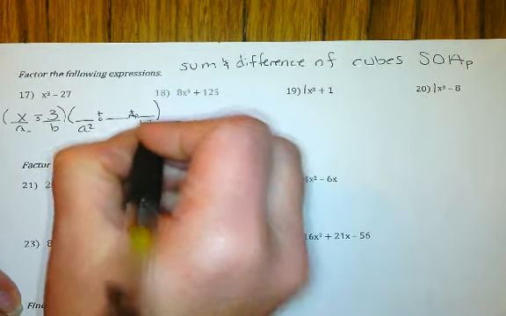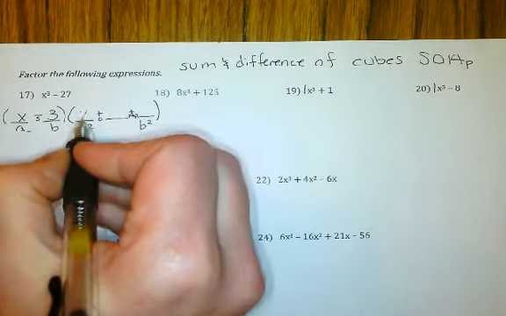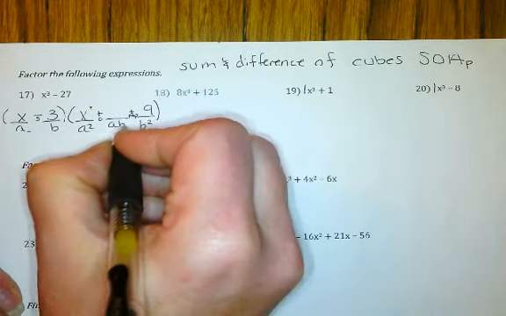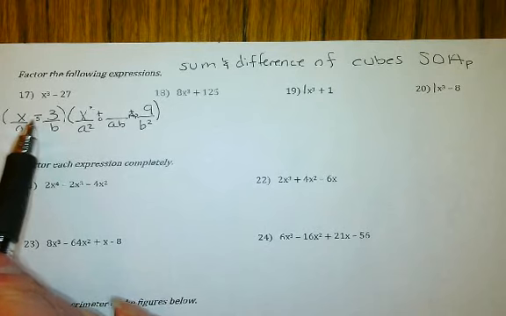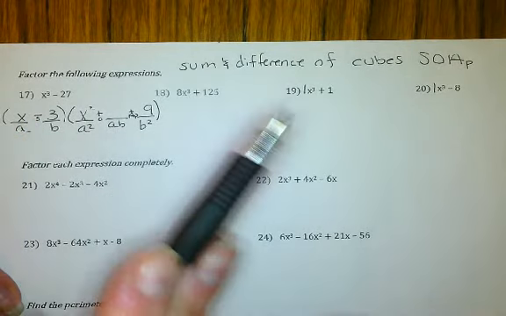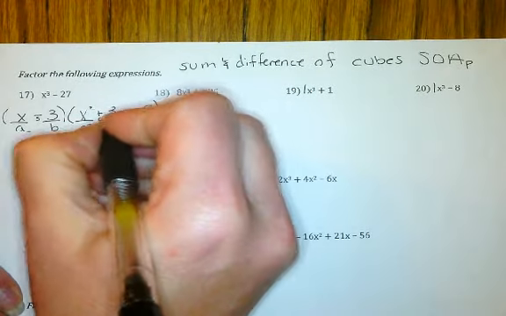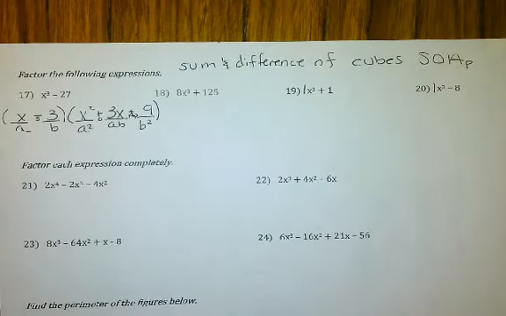Then I'm going to square them. So x squared is x squared, 3 squared is 9. And then for the middle part, I multiply those two. Now, I don't care that that's a negative. Once I've done the SOAP, I don't mess with the signs anymore. So here, what's 3 times x? 3x.